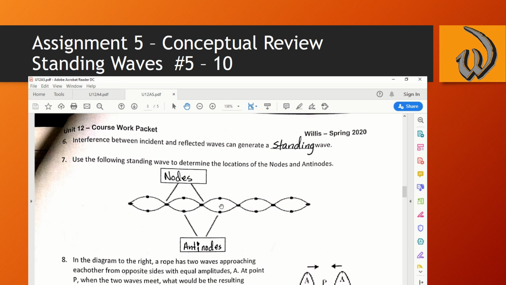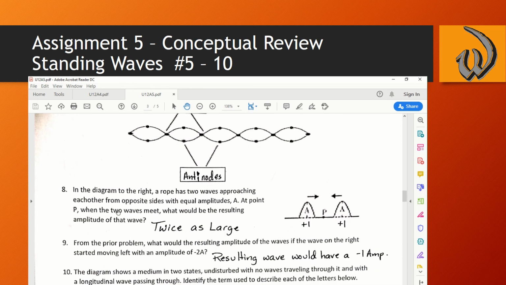Antinodes are going to be the regions of maximum amplitude. I like to remember that: antinode, amplitude. That's where it's all maxed out. They both start with the letter A. I think it's helpful.